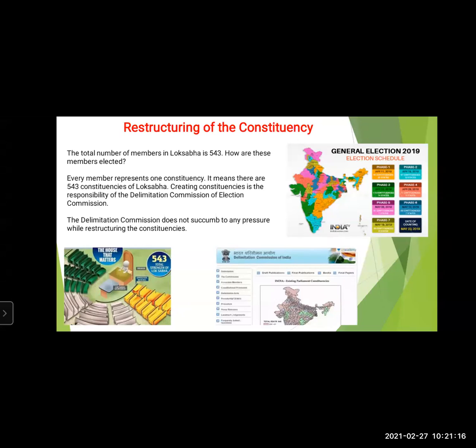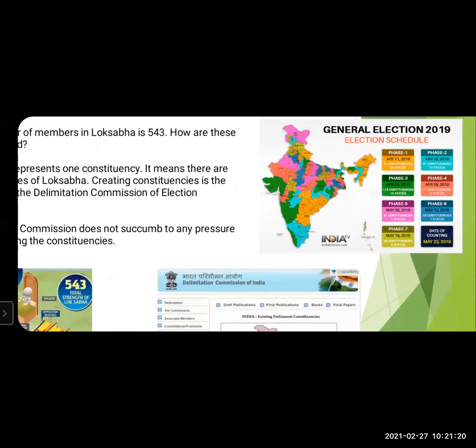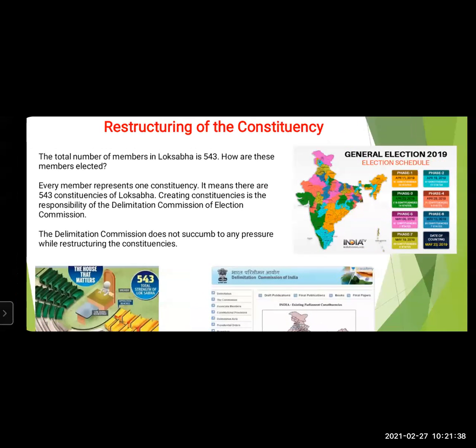So who creates these constituencies? As you can see in the schedules also, 91 constituencies in phase 1, 97, then 115 constituencies, then 71 constituencies, then 51 constituencies in phase 5, then phase 6, 59 constituencies, phase 7, 59. This all totals up to 543 constituencies altogether.